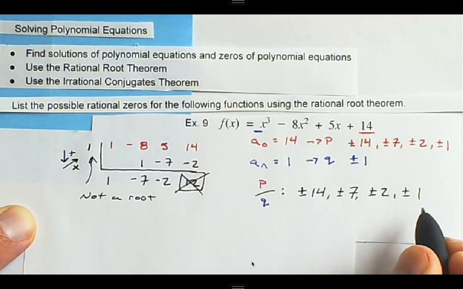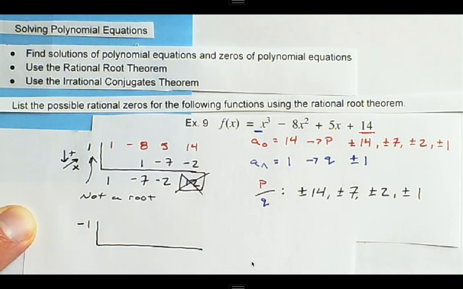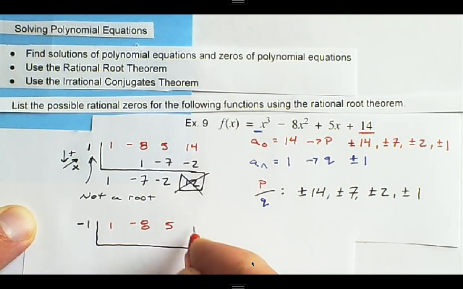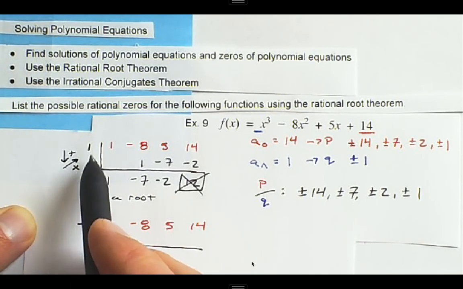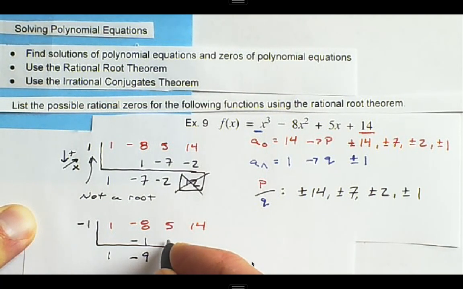Now we're going to check negative 1. We're going to do it the same way that we did before, using our same coefficients, 1, negative 8, 5, and 14, and add down, multiplying on the diagonal. So add down, we get 1. Negative 1 times 1 is negative 1. Add down, we get negative 9. Multiply, we get positive 9. Add down, we get 14. Multiply, and we get negative 14.